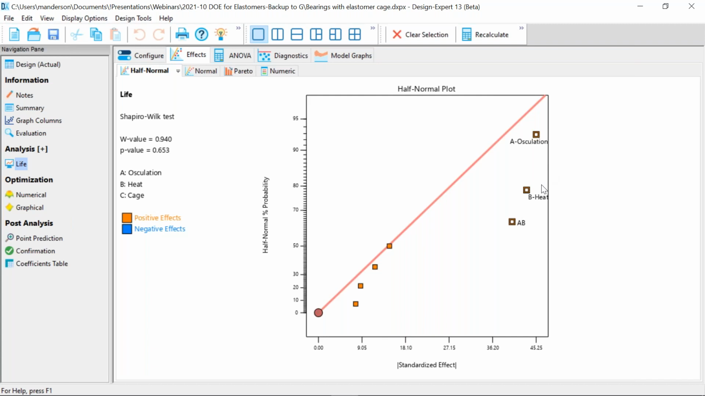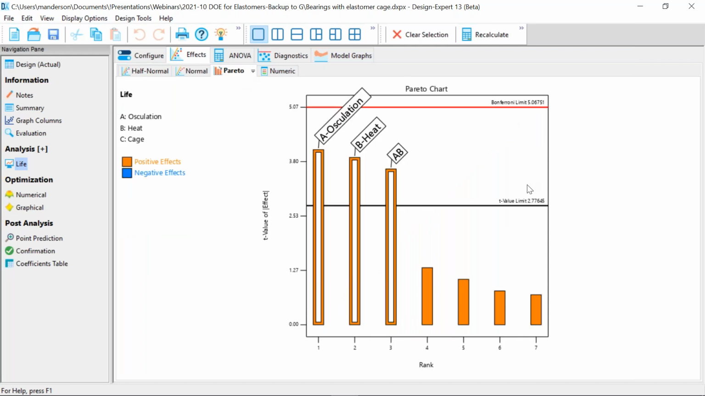You're looking for the ones off to the right, and then leaving the ones that are near zero that are pretty much lined up into what we call the error pool. Now we can look at this on an ordered bar chart called a Pareto, which I like. And this one has a standard t-value limit here. The effects that I've picked are above the t-value at 0.05 risk or 95% confidence. Now they don't quite make it to this more properly pairwise corrected limit of Bonferroni, but even so, they do definitely stand out.